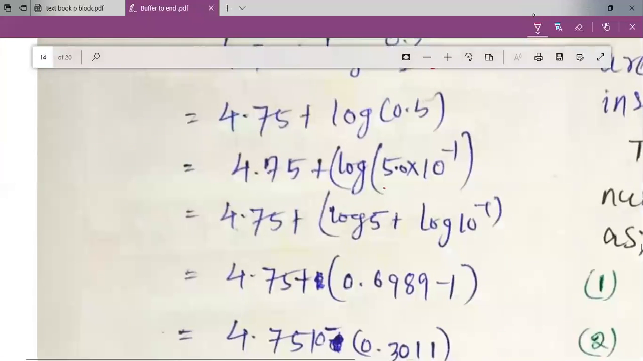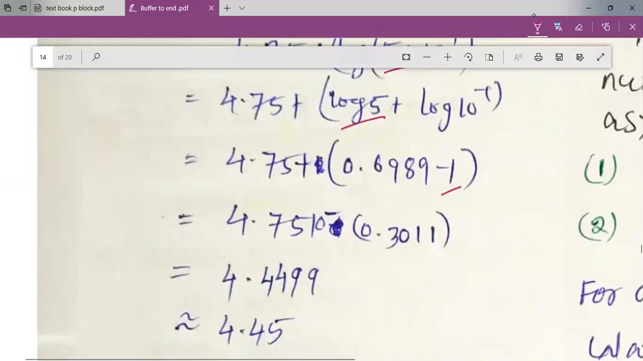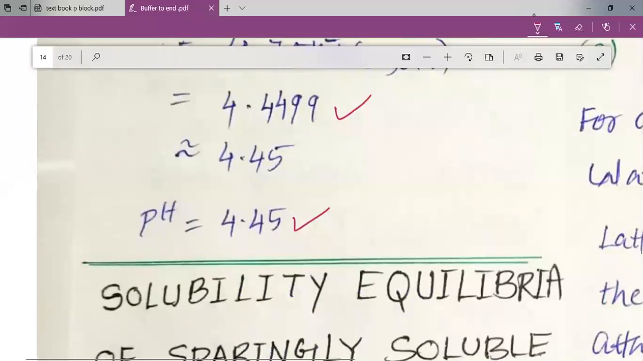Log of 0.5 means 5 into 10 to the power minus 1. That is log of 5 plus log of 10 to the power minus 1, which is equal to, log of 5 is 0.6989 and log of 10 to the power minus 1 is equal to minus 1. So finally we get 4.75 minus 0.3011. Ultimately we get this answer as 4.4499, which is approximately 4.45. So we can find out this pH is equal to 4.45.